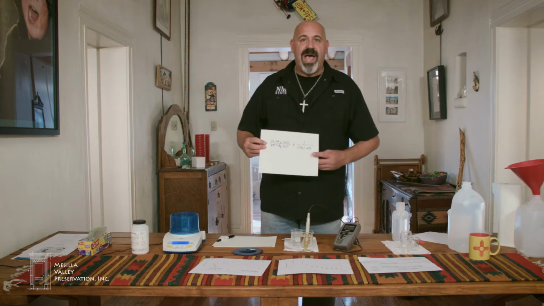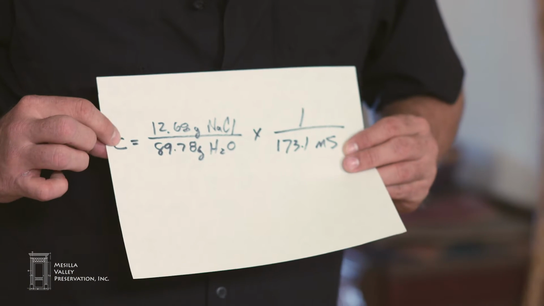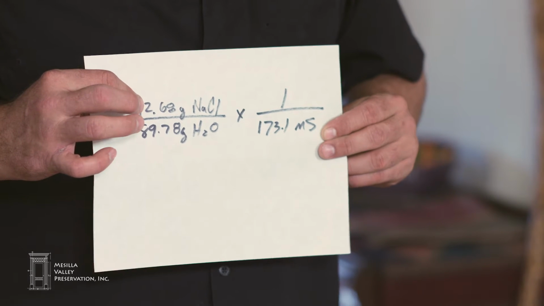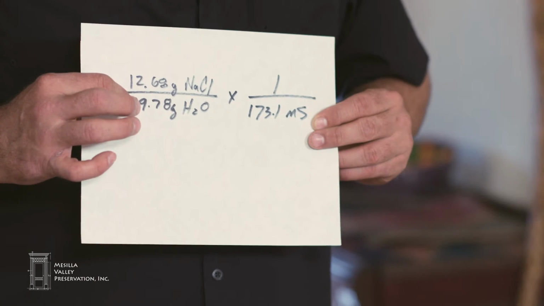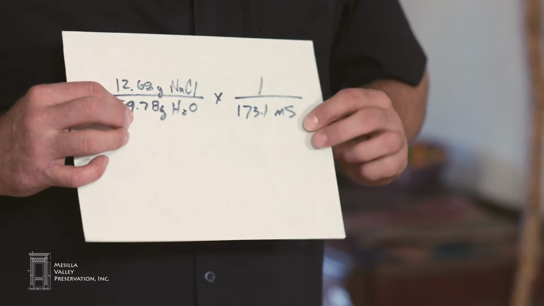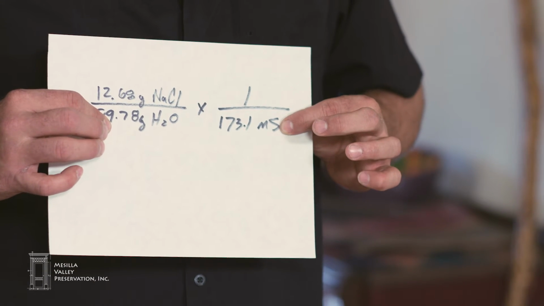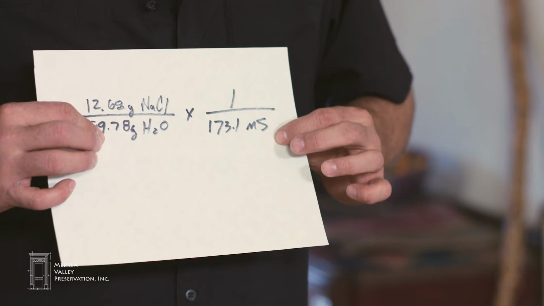The calibration constant is then calculated according to these notes I've made right here. The constant is the mass of sodium chloride that I added to my sample, divided by the mass of water that I added to my sample, divided by the conductivity reading that my probe provided, 173.1 millisiemens.